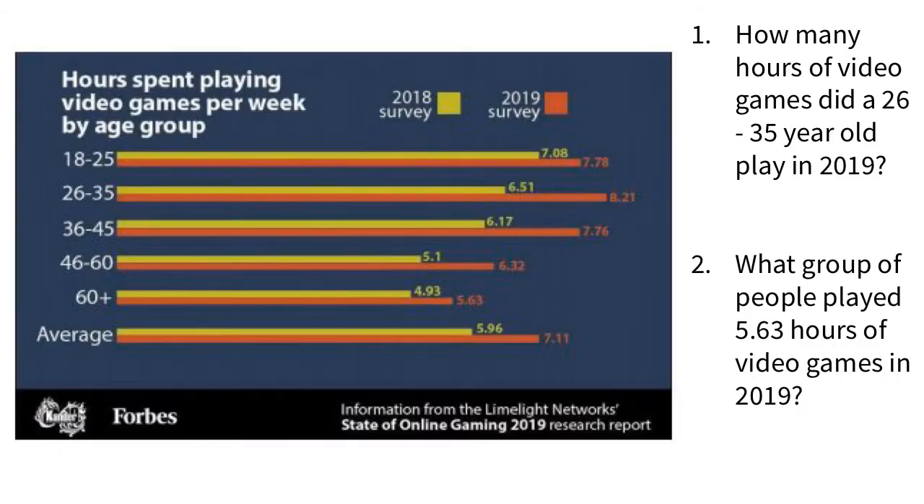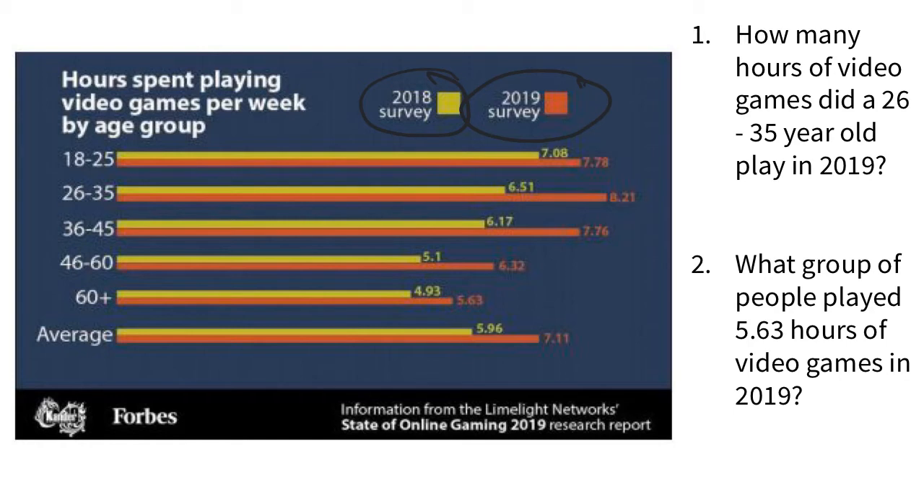Next, I'm going to look at this graph. The title of this graph is Hours Spent Playing Video Games per Week by Age Group. So I know that this is going to look at the number of hours that individuals spend playing video games based on their age. And I do see that there is a key. One says 2018 and one says 2019. So I know that the year is going to be very important, and I'm going to want to pay attention to that as I answer these questions.